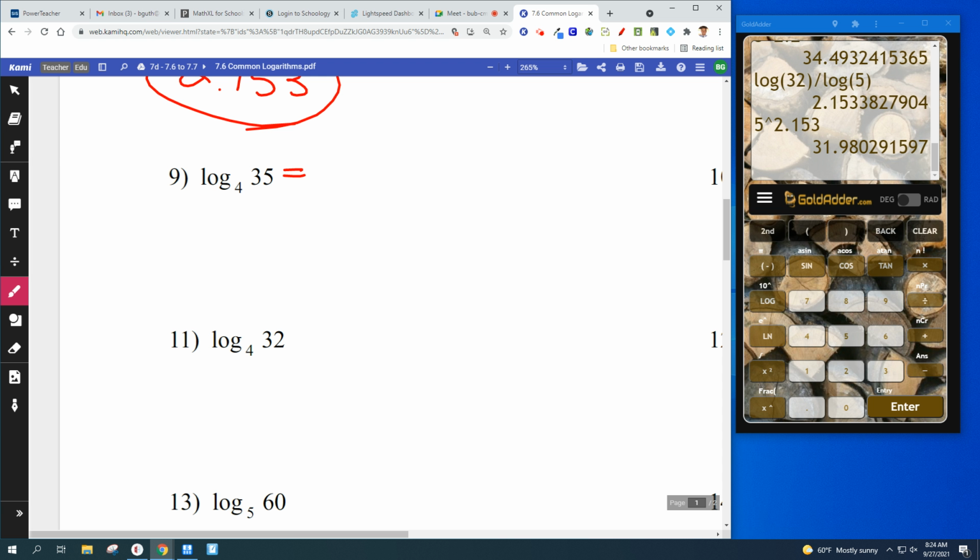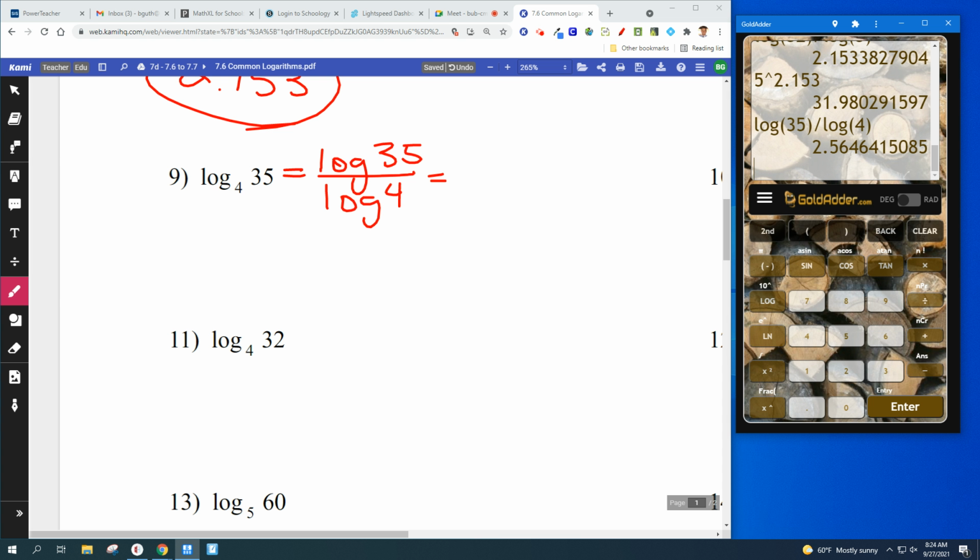But how we're going to do this on our calculator, quite simply, log 35 over log 4. That is the change of base formula. We are not dividing 35 by 4. That's not what we're doing. It's not 35 divided by 4. It's log 35 over log 4. 2.565. Yeah, rounded that one up.